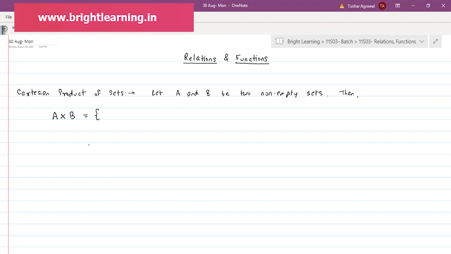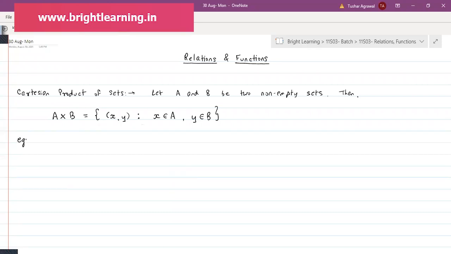You have to write all the ordered pairs x comma y, such that, now you are very much comfortable with the notation of the set. The braces mean the set of all (x, y) such that the first element x belongs to A, and the second element y belongs to B. Set of all (x, y) such that x belongs to A and y belongs to B. All possible such combinations that you can get, make their ordered pairs, and together the collection will be called the Cartesian product A cross B.